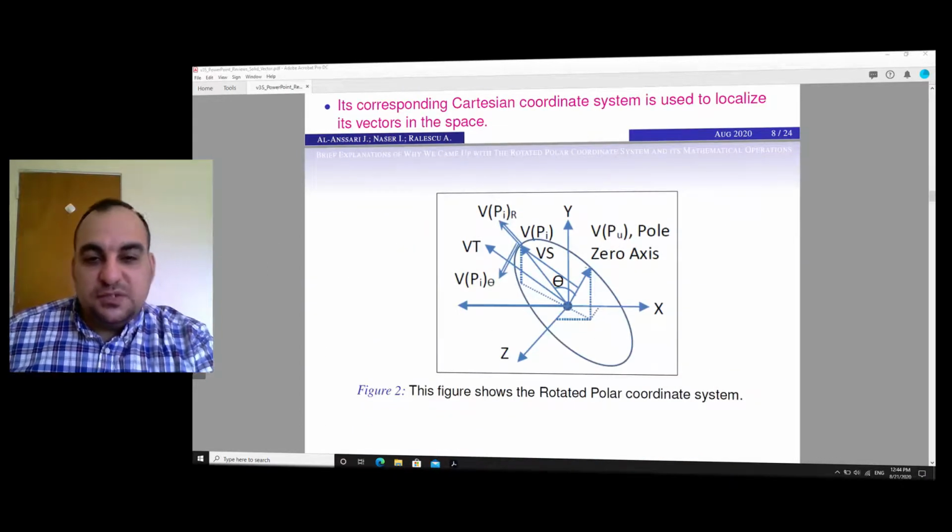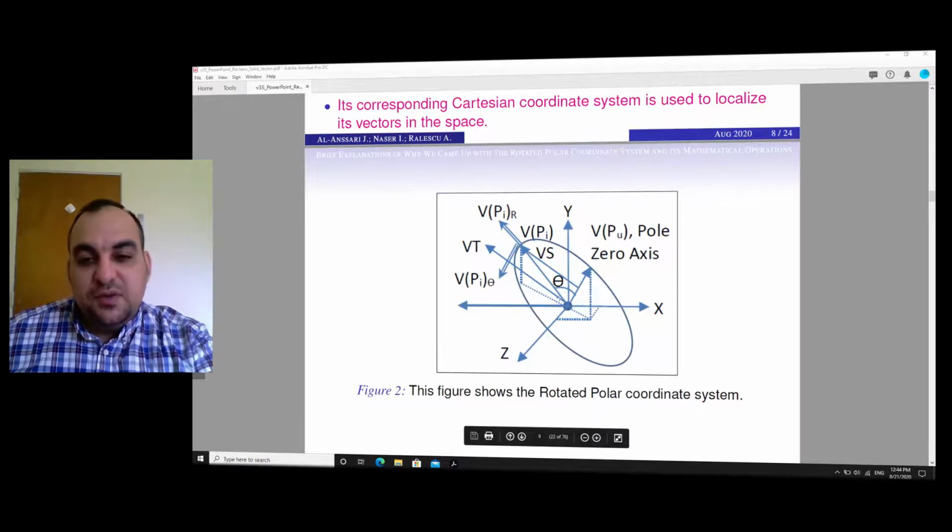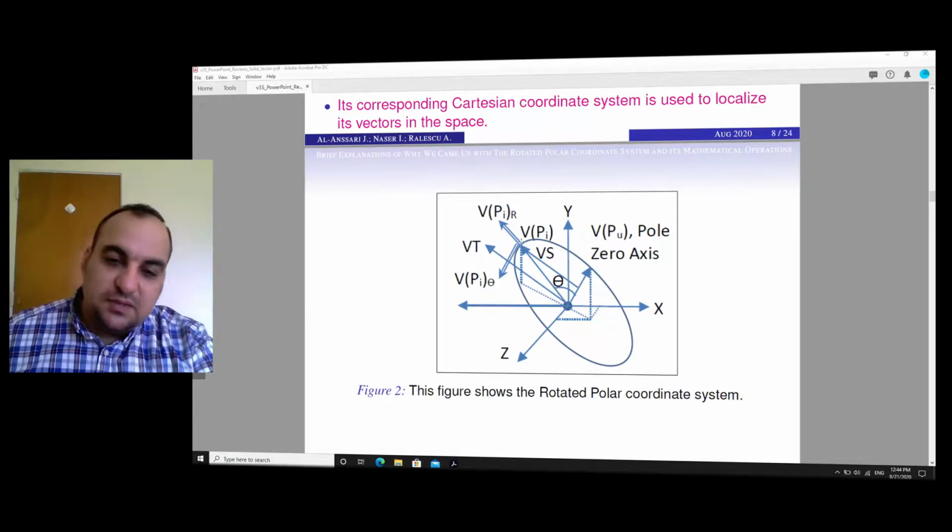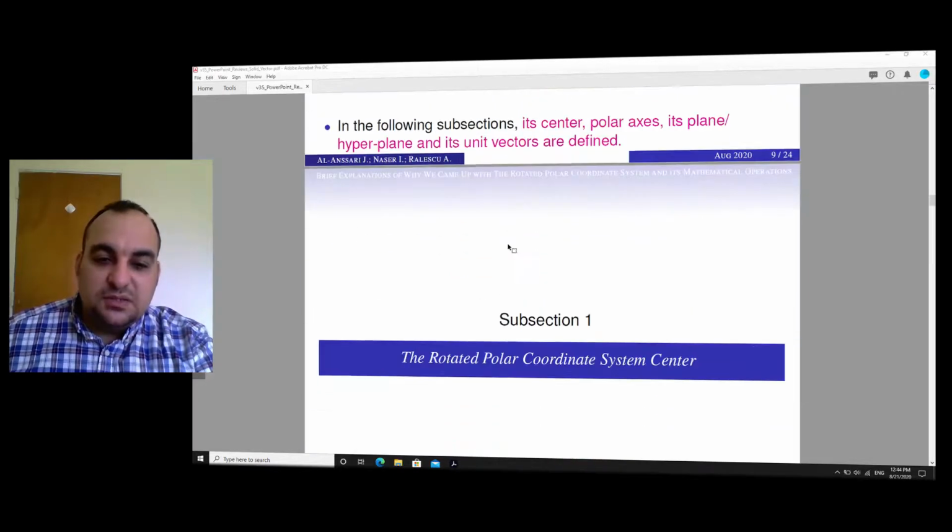So figure 2 shows our rotated polar coordinate system, where vector VPU is the pole zero vector, vector VPI is a vector operand in this coordinate system, theta is the angular displacement, Vs is the directional sign axis, Vt is the result of the solid vector subtraction between VPI and pole zero vector, VPIR and VPI theta are the unit vectors of the rotated polar coordinate system.